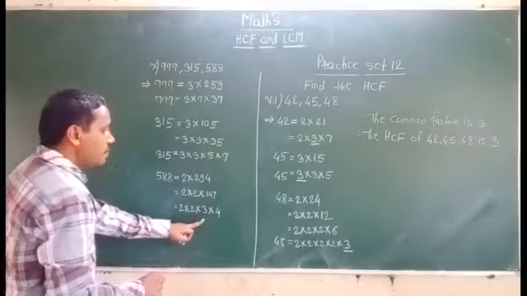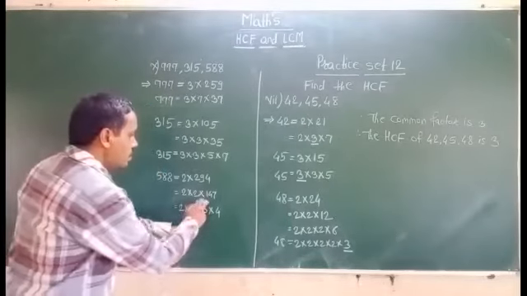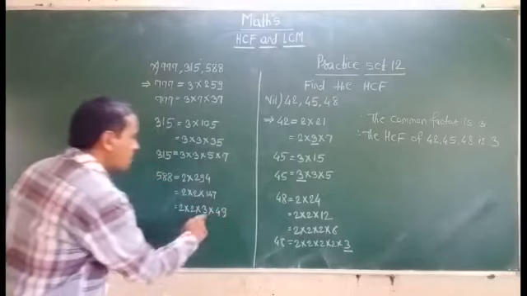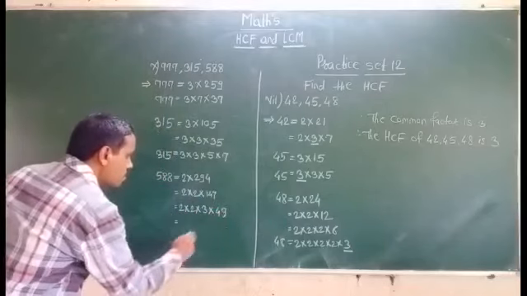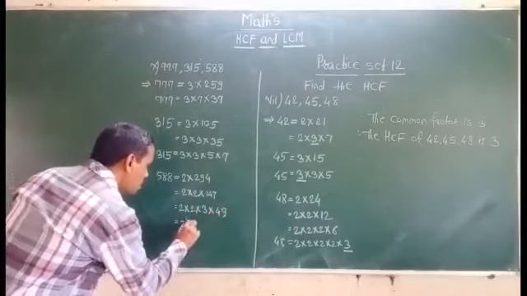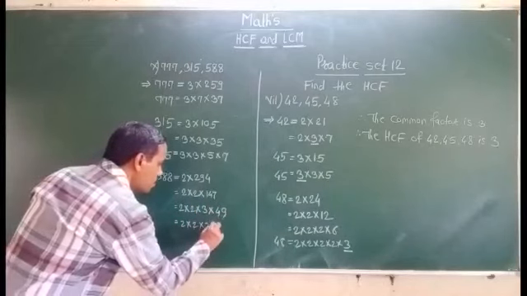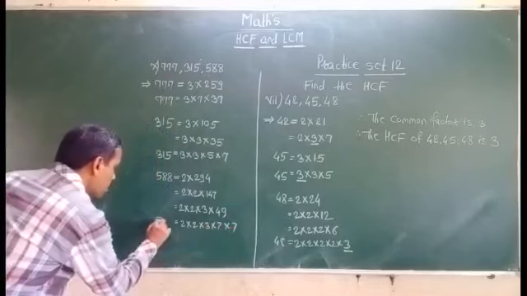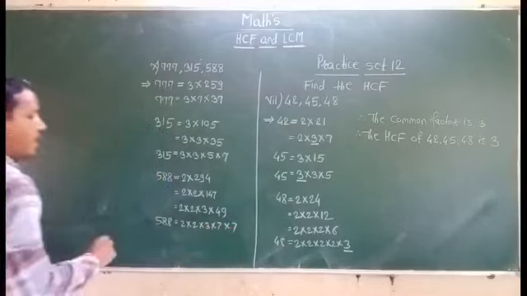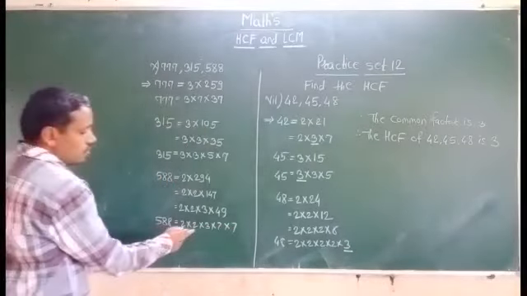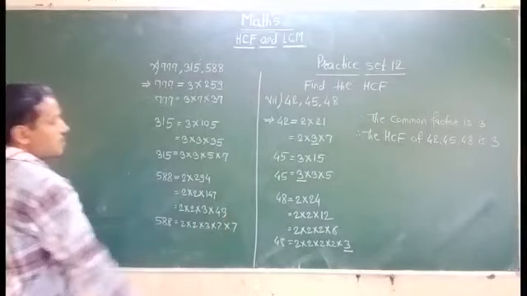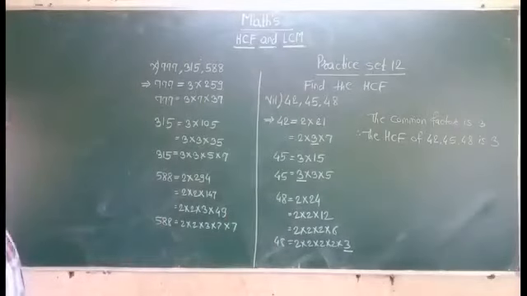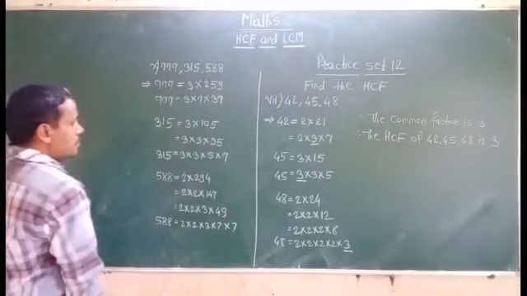3 4s are 12, 2, 27, 3 9s are 27. The prime factorization of 588 is 2 into 2 into 3 into 7 into 7. Then underline it. Which ones are common in all?